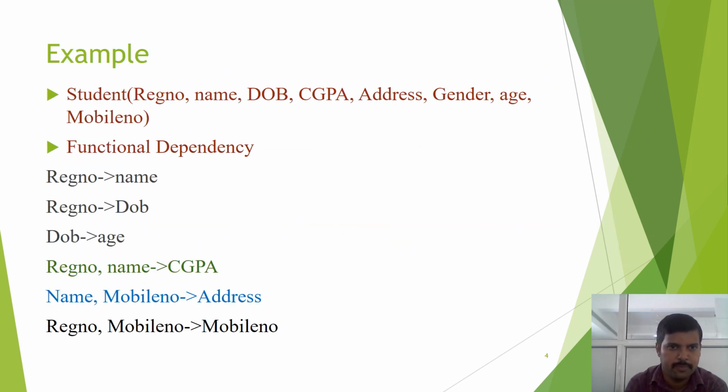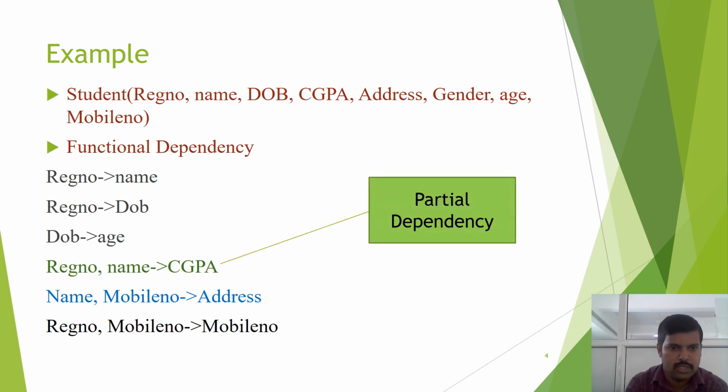Let us deal with an example. Consider a relation called student, which has the attributes register number, name, DOB, CGPA, address, gender, age, and mobile number. Below are the functional dependencies given for the relation. Let us consider an example functional dependency where register number and name determine CGPA. From functional dependency 1, it is seen that register number can determine the attribute name. Hence, only a subset of register number and name, that is register number, can determine the attribute CGPA. Hence, it is said to be a partial functional dependency, because register number can determine name, so register number alone can determine the value of CGPA.